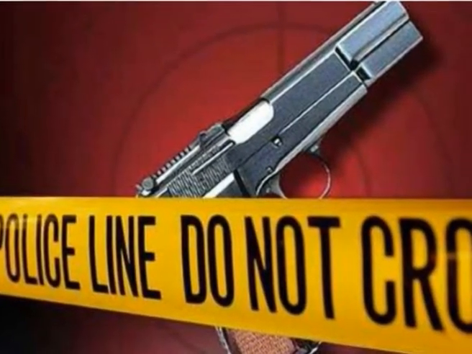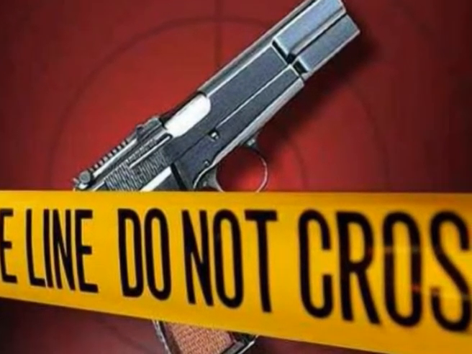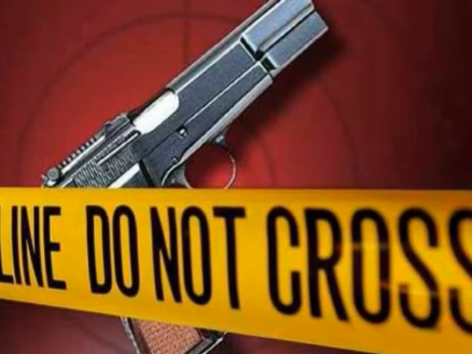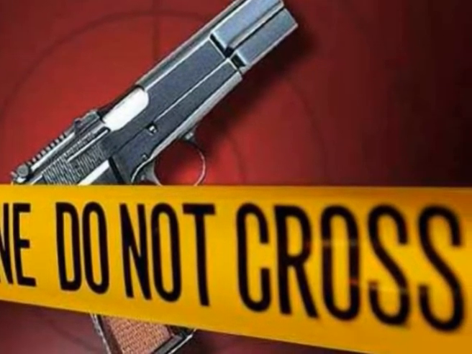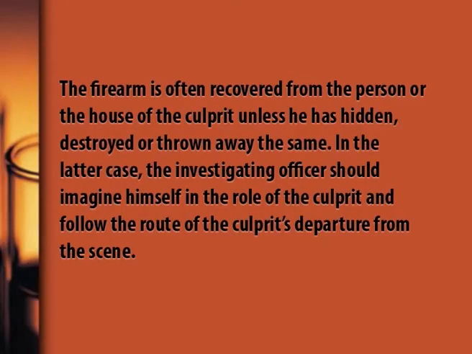At the scene of crime, that is murder, suicide or a mass murder like shootout or cross-firing, when a firearm is involved, then it itself is the most important piece of evidence. The criminal does not leave it at the scene unless he plans to show the crime as a suicidal or accidental case. The make and model, serial number, its firing capacity, caliber and barrel length, etc. should be recorded. The firearm is often recovered from the person or the house of the culprit unless he has hidden, destroyed or thrown away the same.